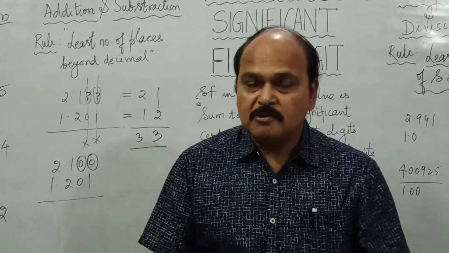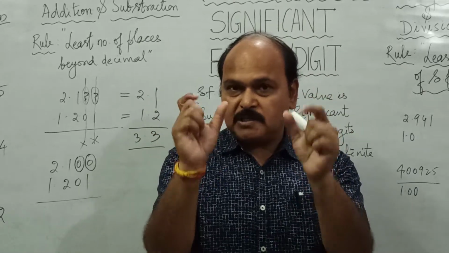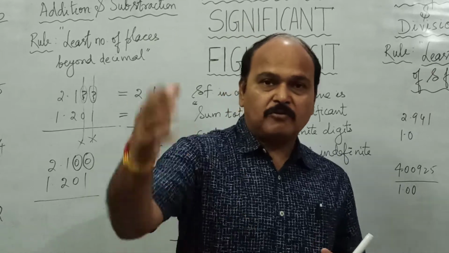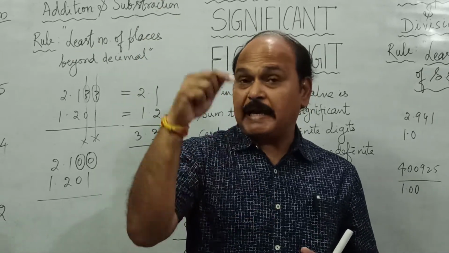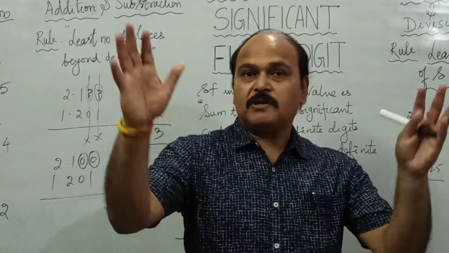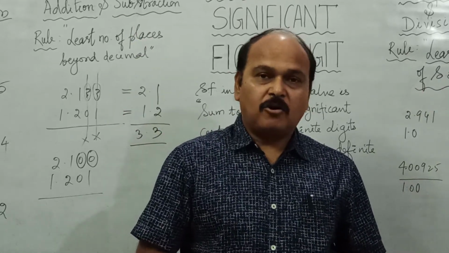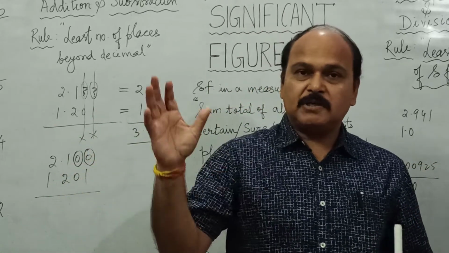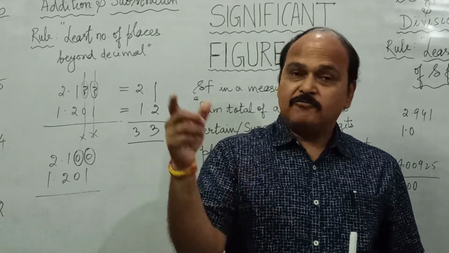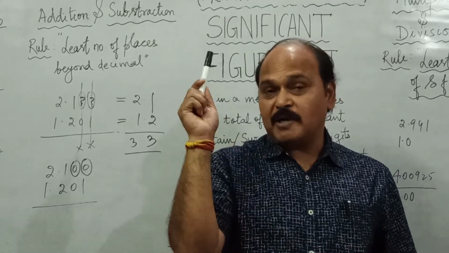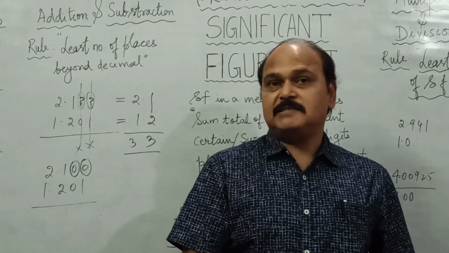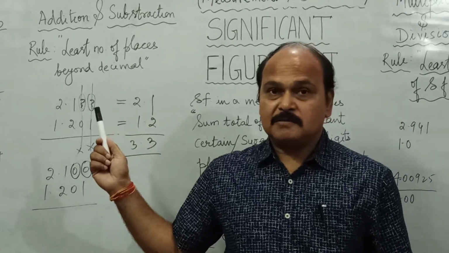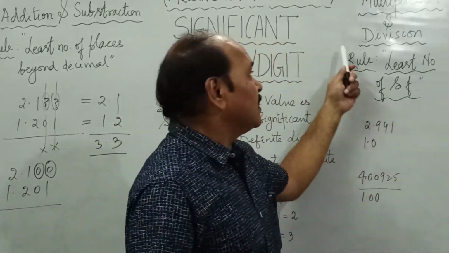So what we are supposed to do when we are adding or subtracting two measured values? We individually round off all the values up to as many places beyond decimal as is least, and then we carry forward our addition or subtraction. Or we can add them normally, but finally we have to round off the values up to as many places beyond decimal as is least. So I hope this addition or subtraction is clear. Now let us move on to multiplication and division.